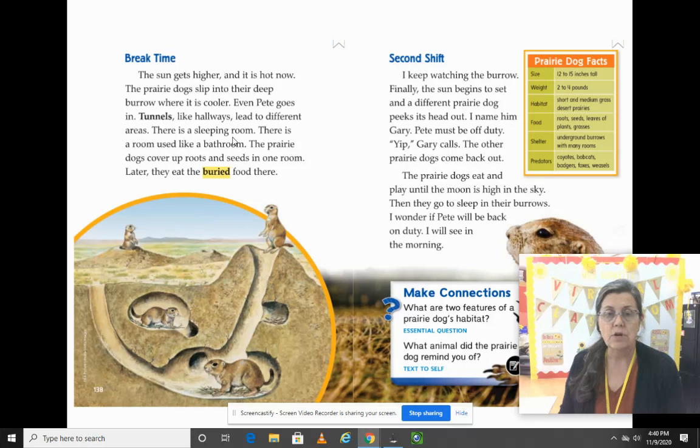There is a sleeping room. There is a room used like a bathroom. The prairie dogs cover up roots and seeds in one room. Later, they eat the buried food there.